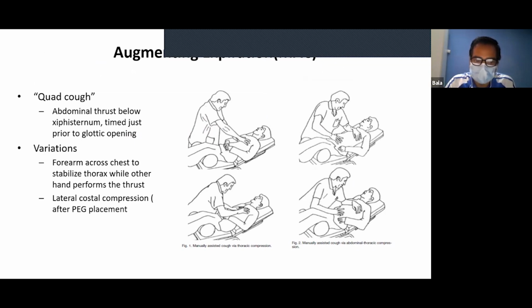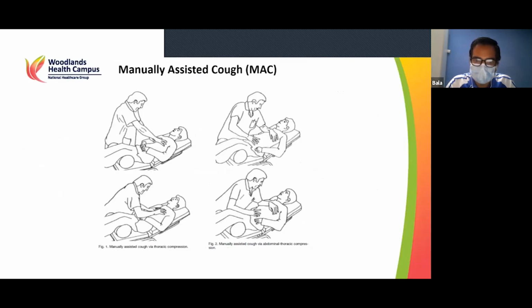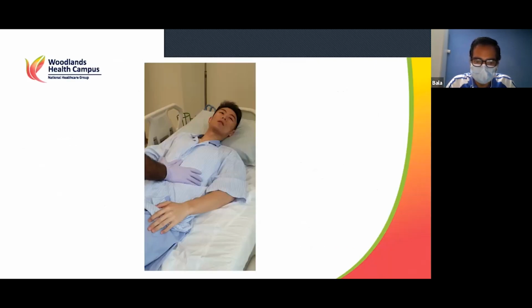One thing I would just want to say is if there is a PEG placement, because normally we encounter patients having a PEG, you can go costal. So for those patients, you can use your costal area to assist with expiration. Sometimes we cannot use the abdomen because of the PEG. So that's how it is. And I have a video for you showing how to do this.